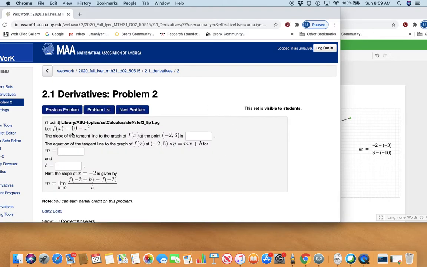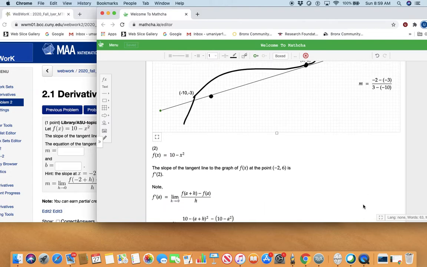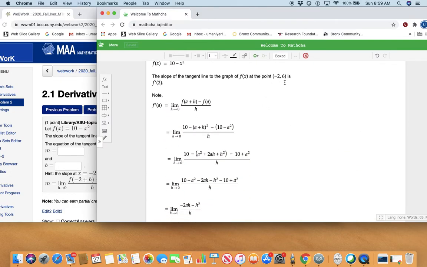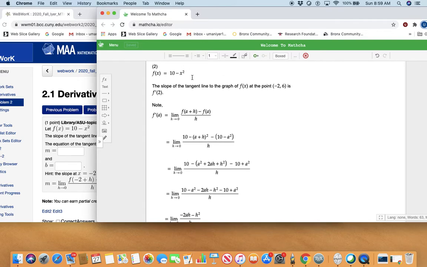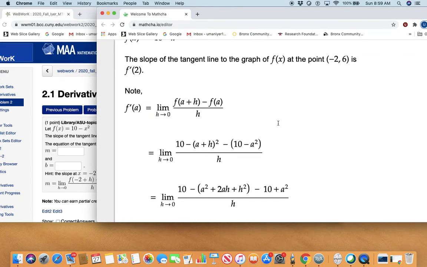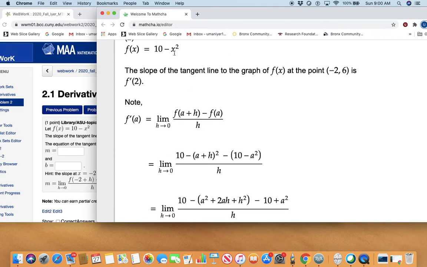Let f(x) be this function. The slope of the tangent line to the graph of f(x) at this point is what? Well, the derivative, or the slope of the tangent line, is given by f prime. So for 10 minus x squared, what is f prime? By definition, f prime is the limit as h approaches 0 of f of a plus h minus f of a, the whole over h. Now f is 10 minus x squared.